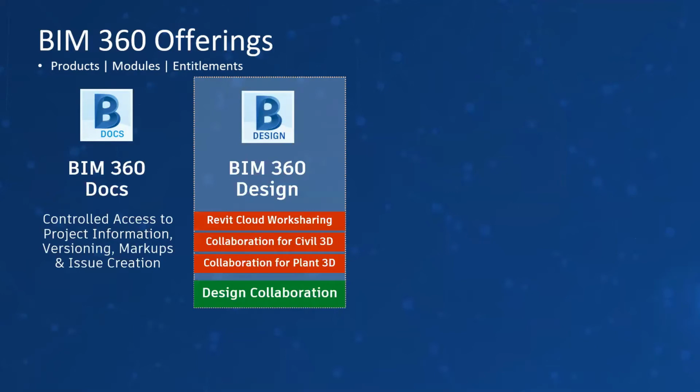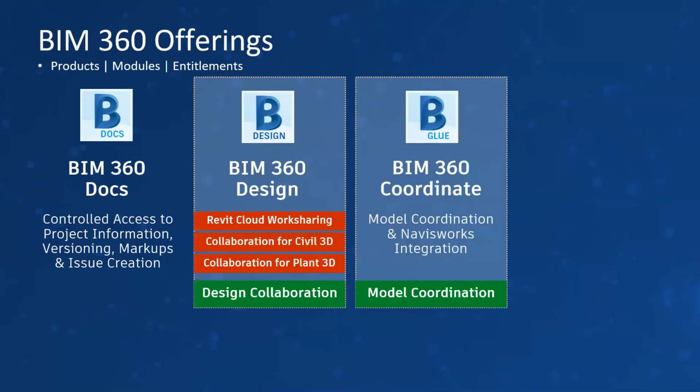So we have a BIM 360 Design module. This is a design collaboration. Before, we only had Revit Cloud Worksharing. But now, we already have the collaboration for Civil 3D and for Plant 3D. And another module is BIM 360 Coordinate. So this is a model coordination and Navisworks integration module.